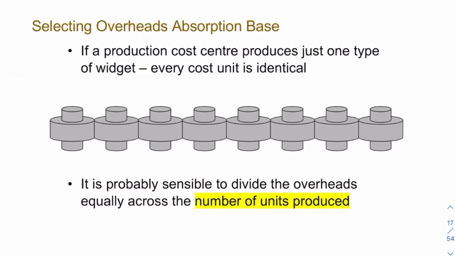So consider an example. Let's say our factory, our widget factory, makes identical widgets. Okay? All of these are exactly the same. So it makes sense, if we wanted to calculate the absorption base for the overheads, to divide the overhead by the total number of units produced, because all the units are the same. So if I made 1,000 units, I can divide the overhead by 1,000 to know how much of that overhead to include within the widget cost. Okay, so that's absorption base number 1.